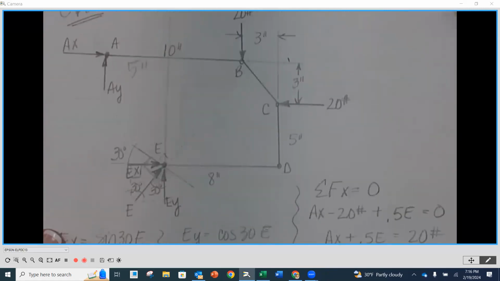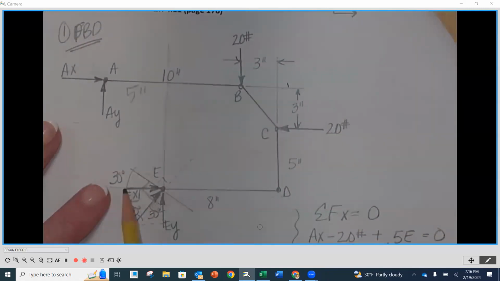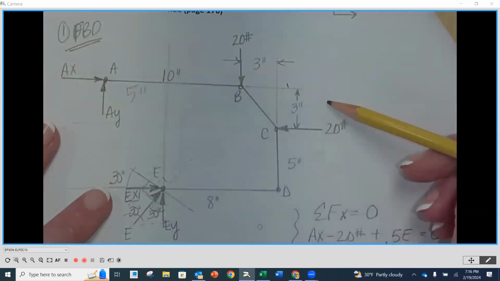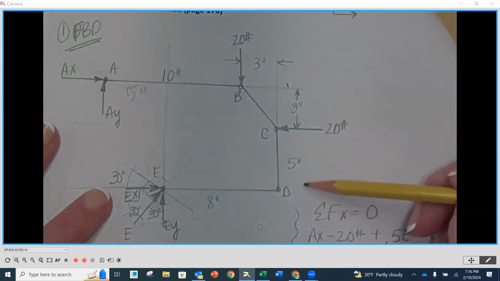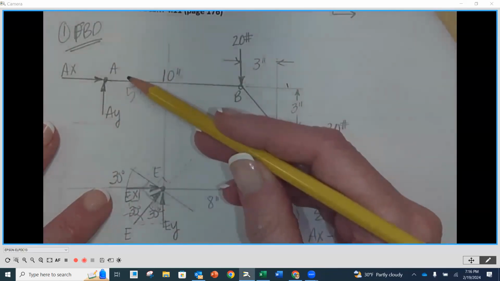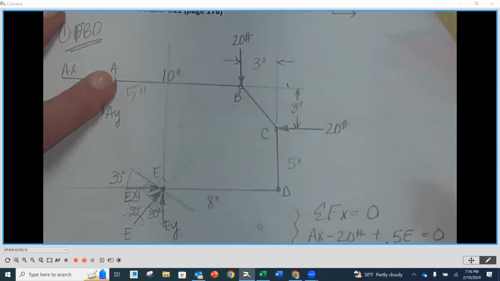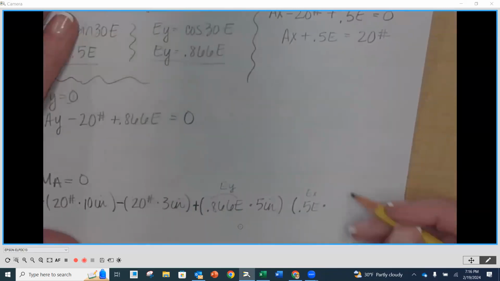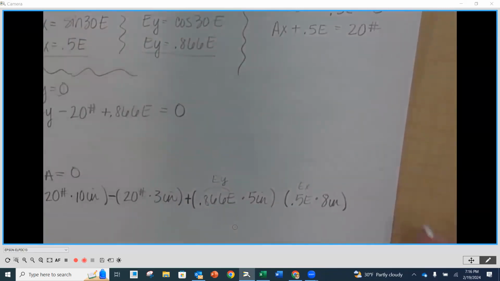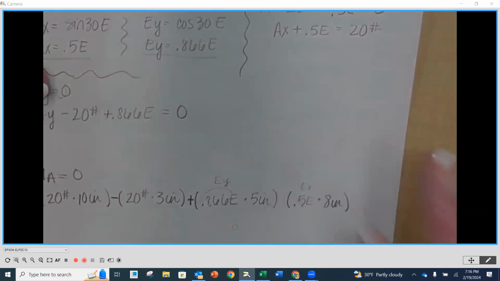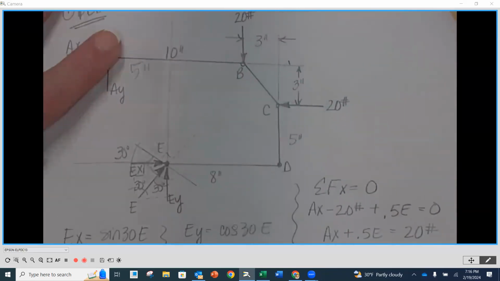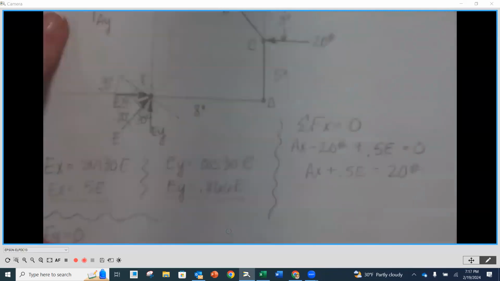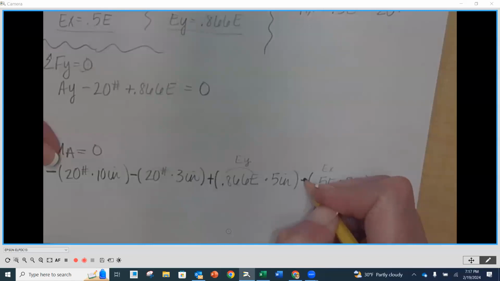Let's figure out that perpendicular distance. I'm going to have to go back a little bit. This distance right here total is going to be 3 plus 5. Do you see that? That's a total of 8 inches from A down to EX. 8 inches. And then the sign out front, put my finger on A, pull in the direction of EX. It's going to go counterclockwise. So that's going to be positive.